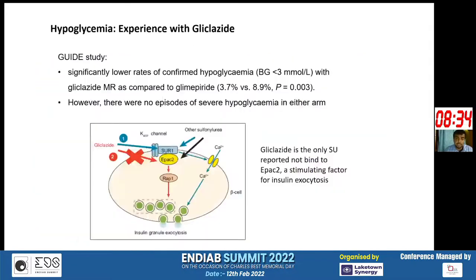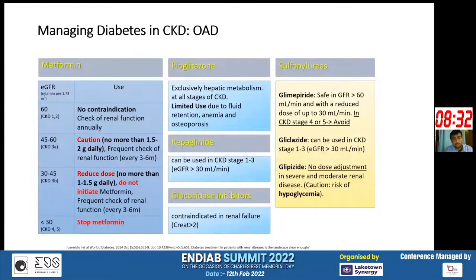With pioglitazone, generally there is limited use due to fluid retention, anemia, and risk of osteoporosis. Dapagliflozin can be used in CKD stage 1 to 3. Glucosidase inhibitors are generally contraindicated in renal failure.